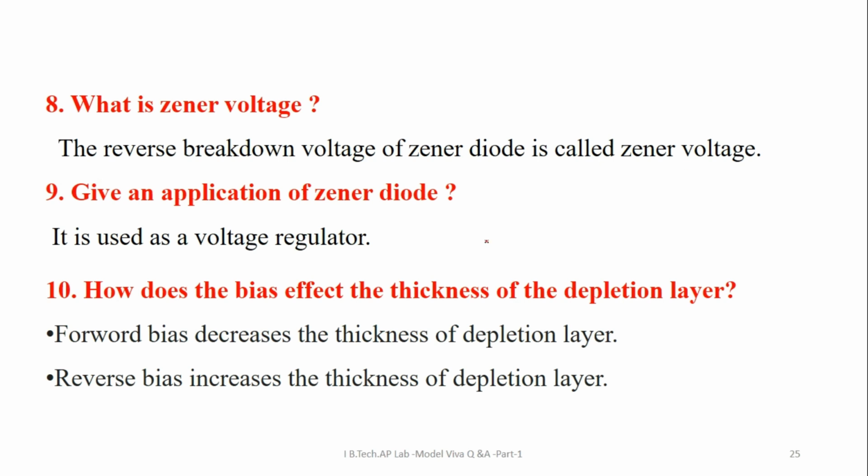Then what is a zener diode generally used for? A zener diode is used for voltage regulators. Then how does the bias affect the thickness of the depletion layer? Generally in forward bias, the thickness of the depletion layer decreases. In reverse bias, the thickness of the depletion layer increases.